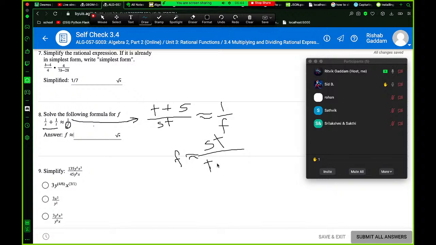Okay, good job, Siddharth. Yeah, nice explanation. Good job.